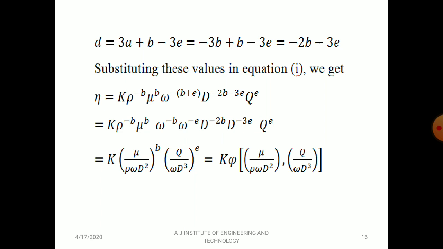Now I'll express these powers in terms of some parameter. So k into a function of pi, of mu divided by rho omega d square comma q divided by omega d cube. We can just ignore or neglect these powers, because it is a function of the powers, which means it should be a function of parameters without powers. So eta equals k into phi, a function of mu divided by rho omega d square comma q divided by omega d cube. This is the expression for the efficiency of a fan.